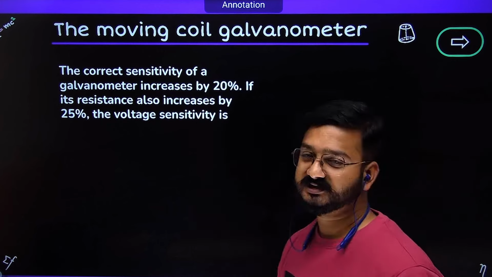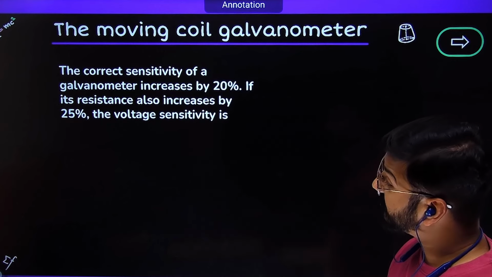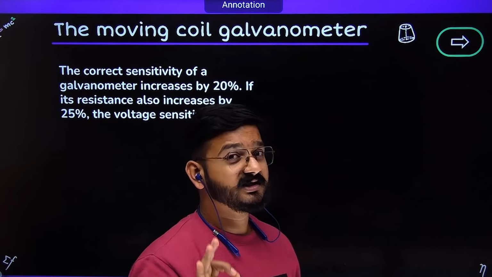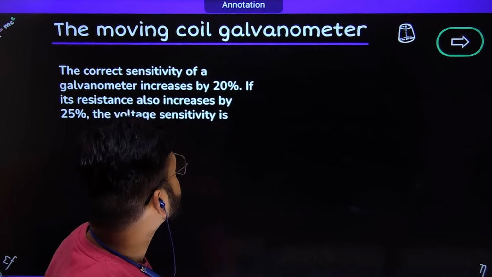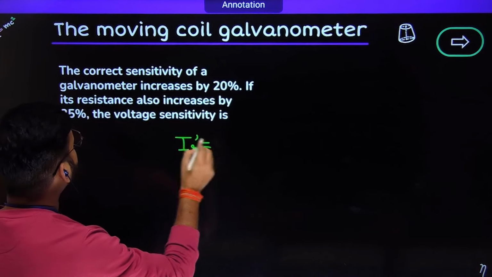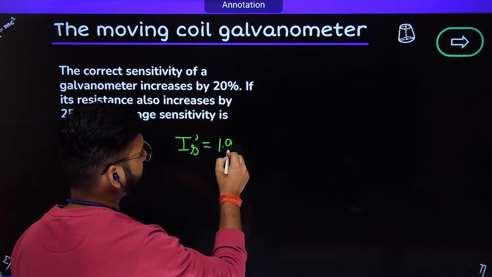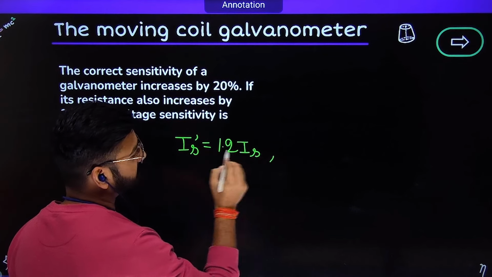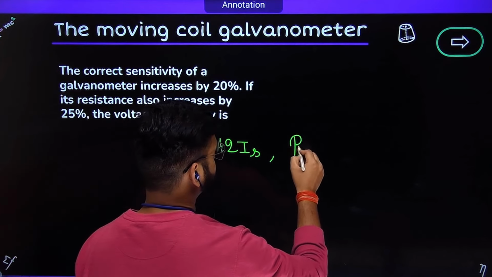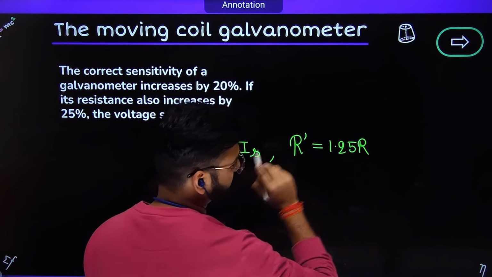Okay, let's discuss one more question. As you can see, the current sensitivity of the galvanometer increases by 20%. If its resistance also increased by 25%, what will be the change in the voltage sensitivity? Very interesting question. Let's solve it. So current sensitivity increases by how much percent? 20. So new current sensitivity will be how much? 1.2 times of original. Simultaneously, resistance also increased by 25%. So new resistance will be equal to 1.25 times of original resistance.